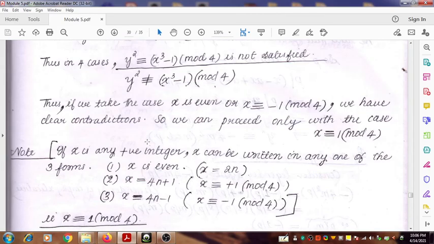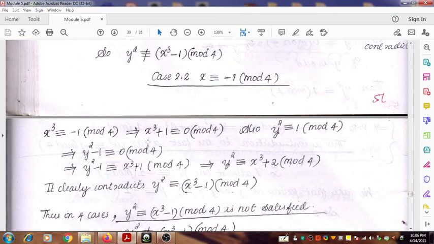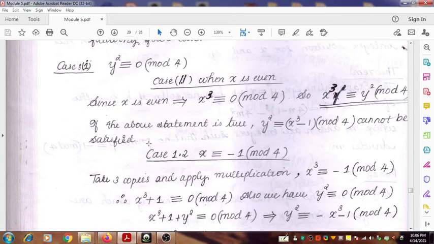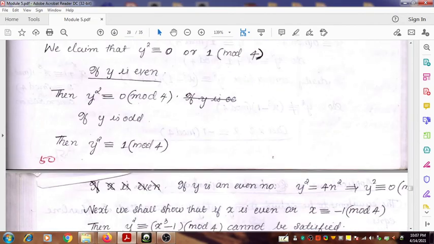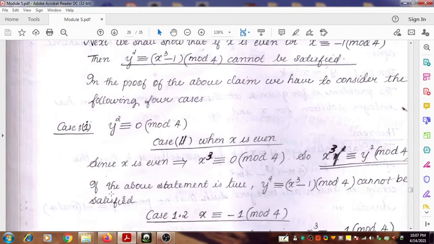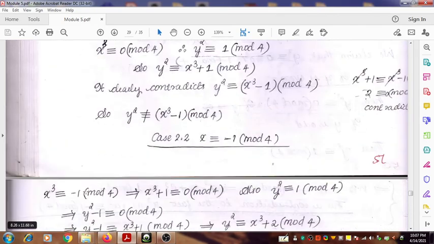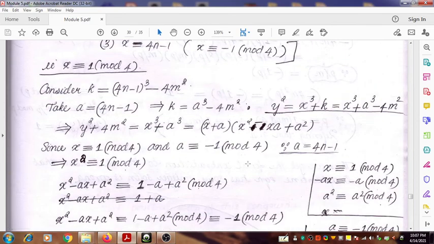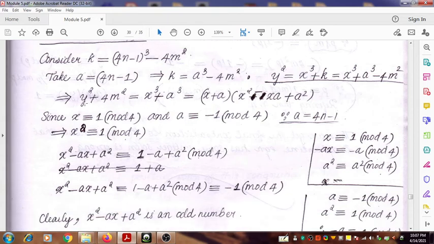Where do we get that? Somewhere in the above steps we have obtained that y square plus 4m square. Here we have y square plus 4m square, this is that step, that 11th step. That is why we have shown that y square plus 4m square equals x cube plus a cube. That was shown equal to x plus a into x square minus ax plus a square. P is a factor of this quantity. That means P can divide the quantity y square plus 4m square.